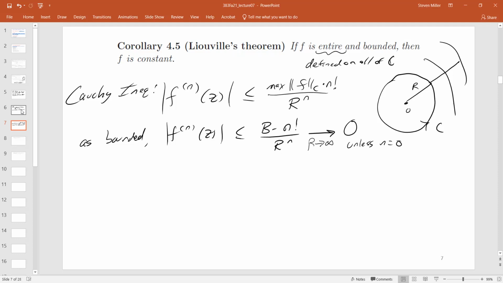Well, that's not so surprising. If n equals 0, we're not talking about derivatives, we're talking about the value of the function, and that just gives us that the function is bounded by b. Wow, what a shock. If the function is bounded by b, then the function is bounded by b. True, but we actually proved it using the Cauchy inequality. Not really that useful when n equals 0. But when n equals 1, this is now useful. We now know that the first derivative is identically 0. So f prime of z equals 0 for all z. What does it mean if the first derivative is always 0?